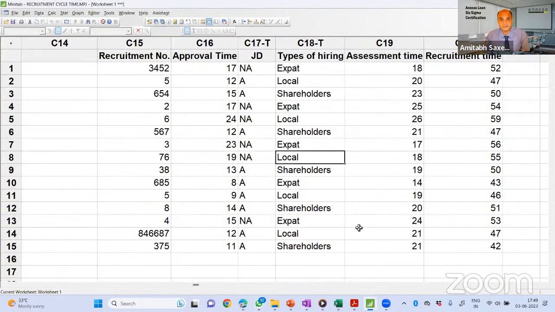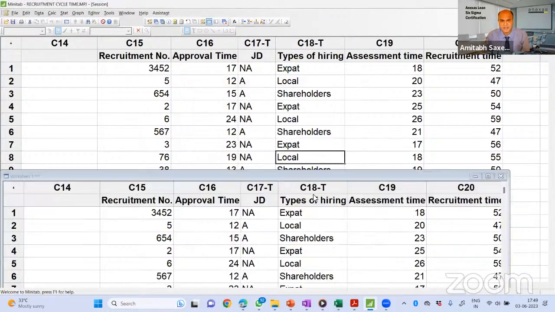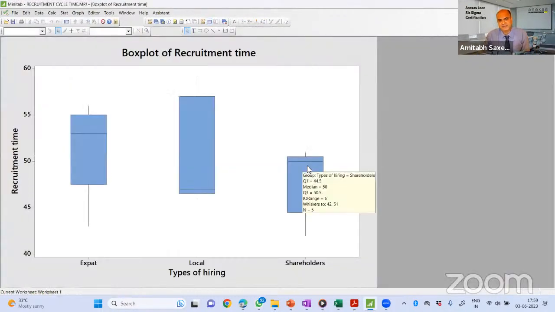Now let's look at the other one. Are the types of hiring going to impact? Should I do something related to certain types of hiring, if it is impacting? Well, it is not impacting. Almost all are overlapping, there's no clear difference, so I can't say that.